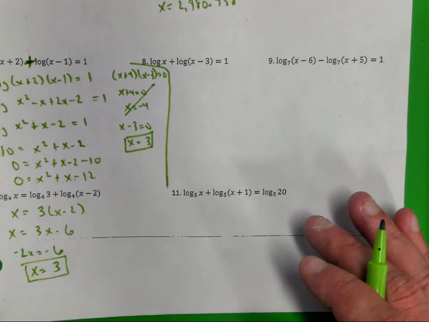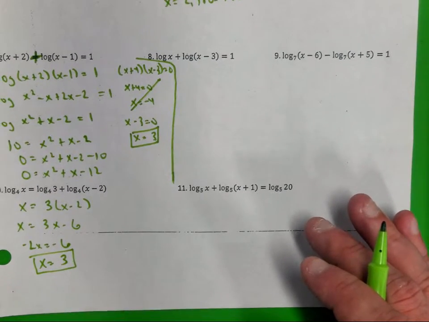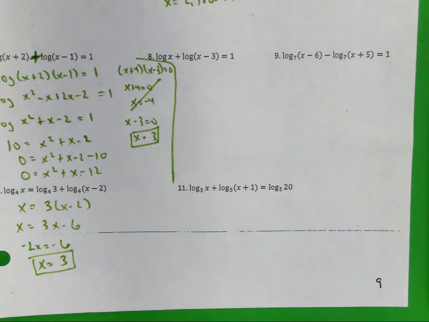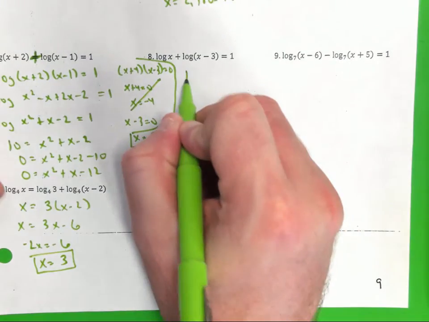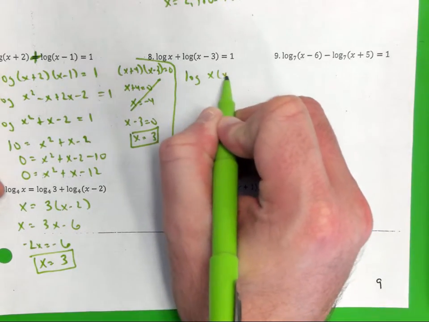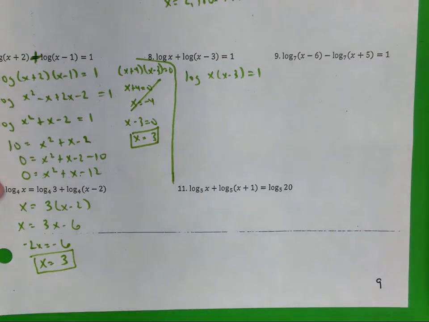Let's look at number 8. If I look at this structure, can I just temporarily ignore the log base 10 here? No, because it's not found throughout the problem, is it? So I still have to apply my properties because I got more than one log on it. So this is addition. So I'm going to write it as log x times x minus 3 equals 1.